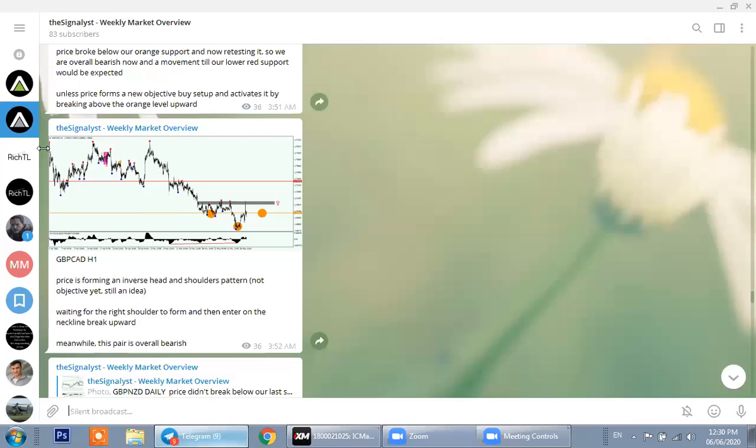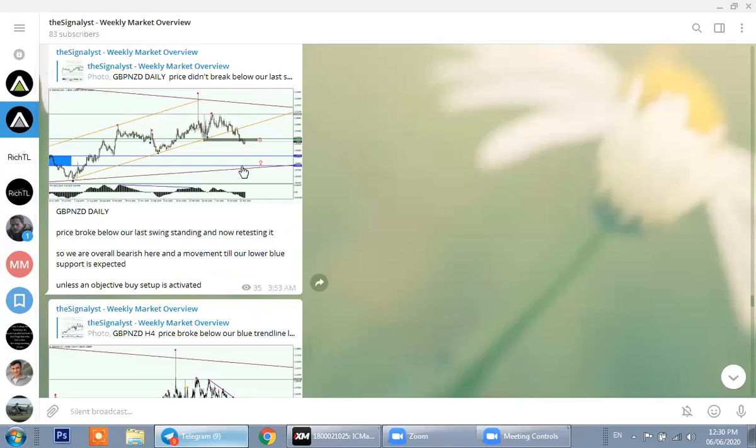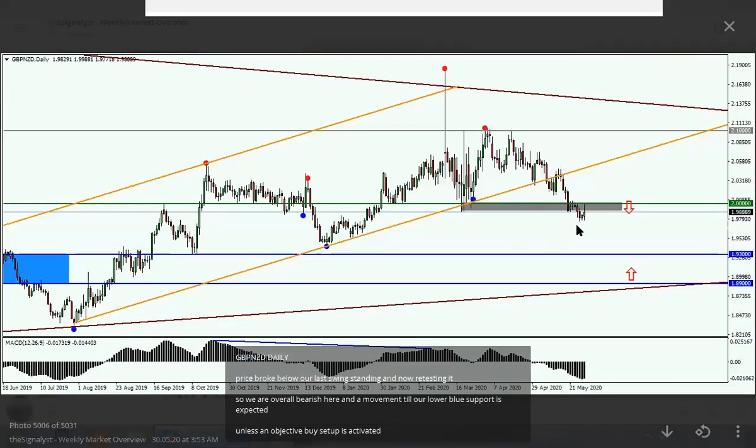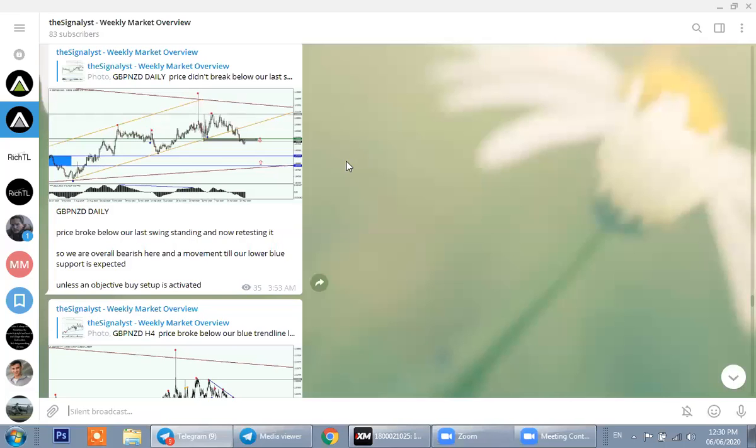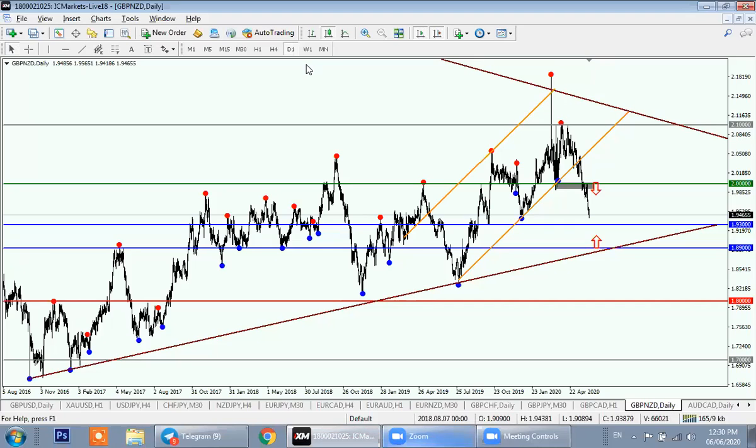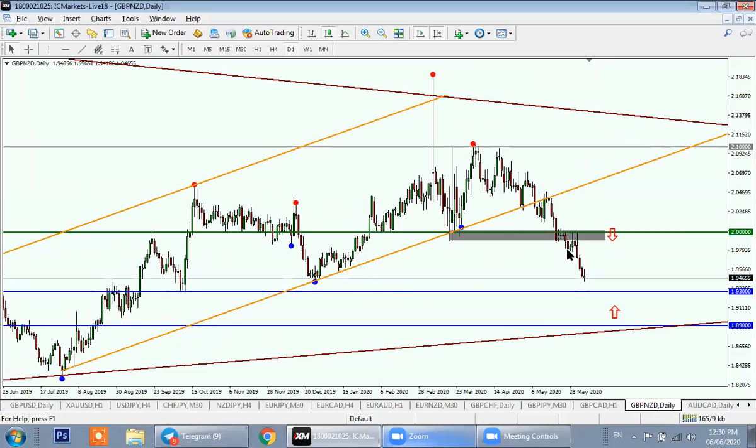Now let's go for GBP NZD. On GBP NZD, price broke below our last swing standing from daily. So we're looking for objective sell setups on lower time frames to sell as a trend following trade. So that's exactly what happened. Price retests our round number and resistance 2.0, a very strong round number, and traded lower. So we are still overall bearish on GBP NZD.